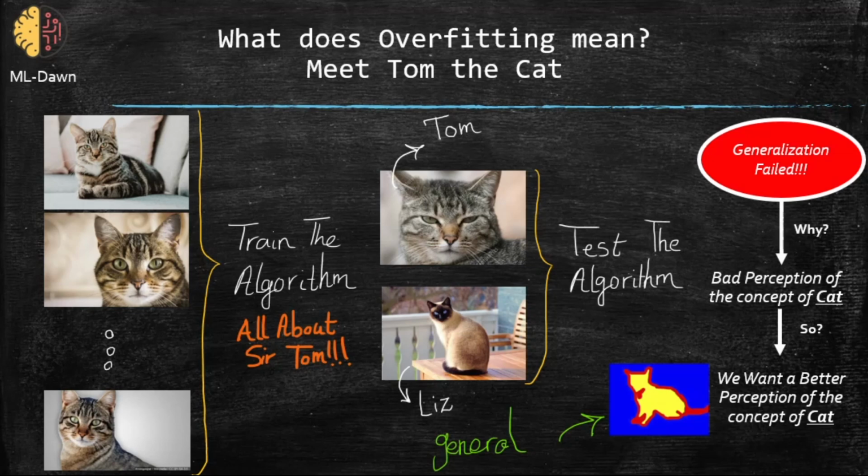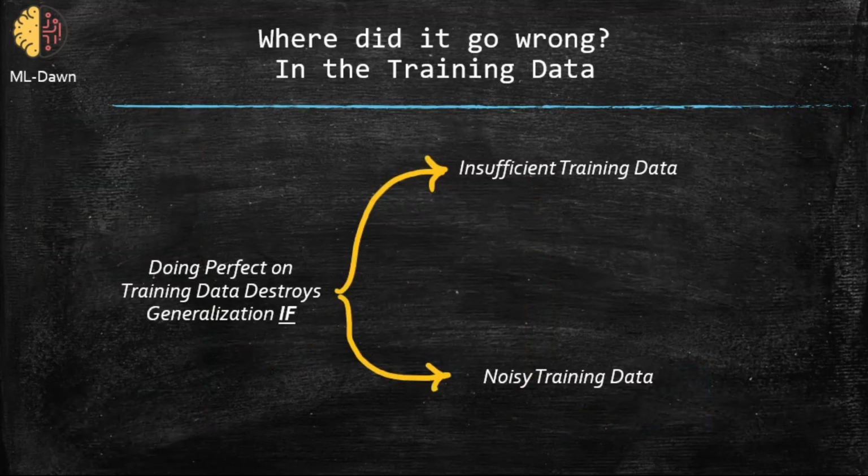So that is a far better perception of the concept of cat than Tom, clearly. Now this is good. This is a perception, a knowledge, that our machine learning algorithm can generalize to the unseen data. So that is what we're looking for. We don't want to overfit to the training data, okay? So where did it all go wrong? It all happened in the training data.